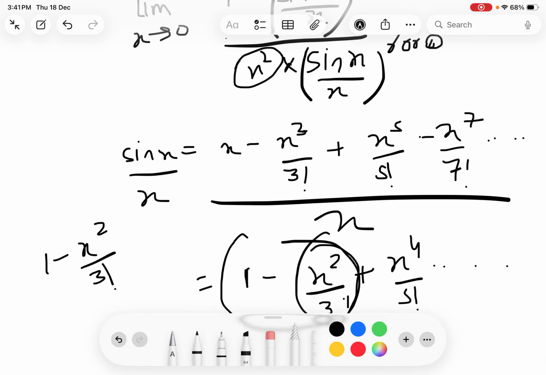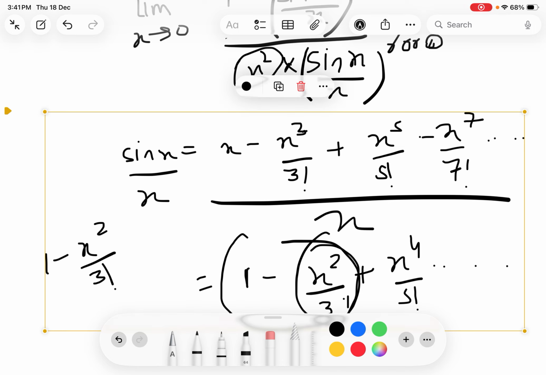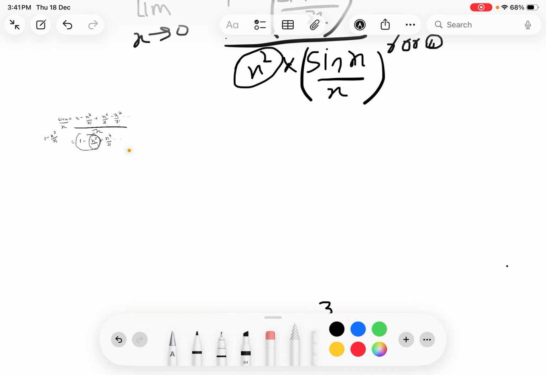Okay, so I'll just clear all of this up, and I'll just, how do I move this in the trash can? Okay, getting used to this iPad.